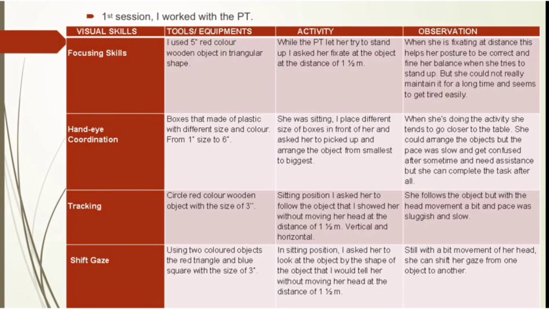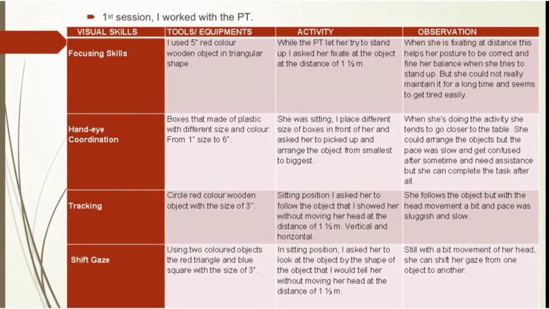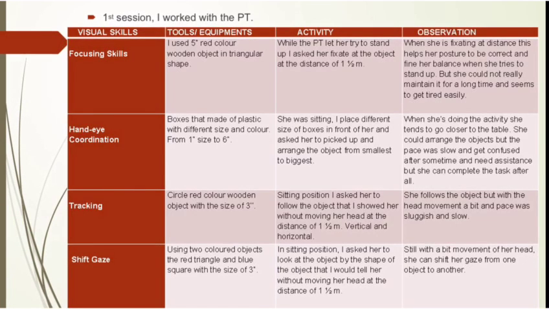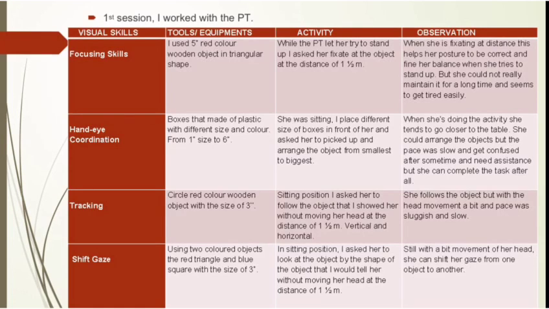For the tracking, I used a circular object, still in the sitting position. I asked her to follow the object that I showed her at a distance of 1.5 meters without moving her head. She followed the object but with head movement, and the pace was slow and sluggish.